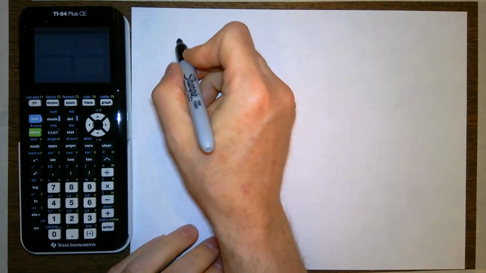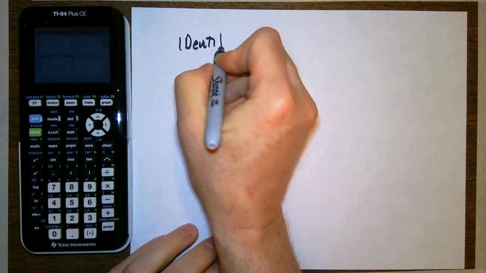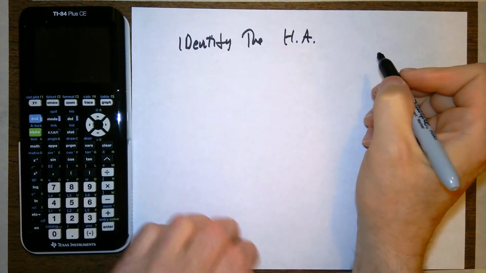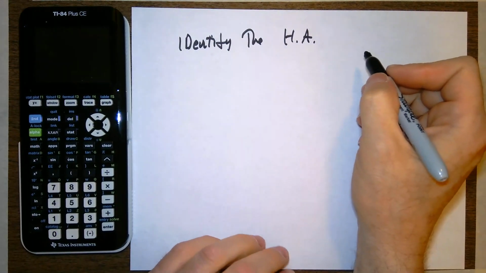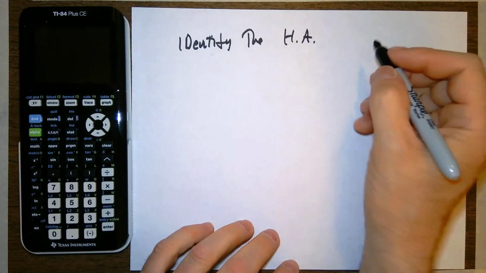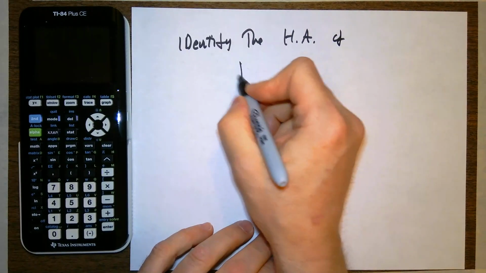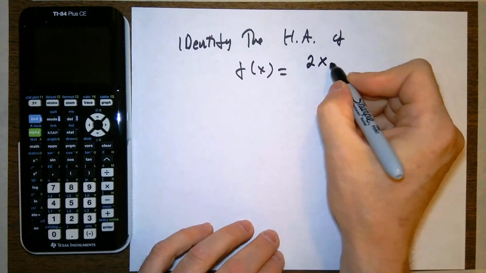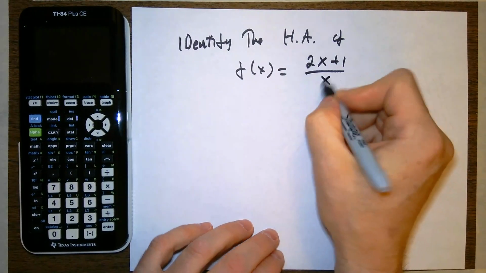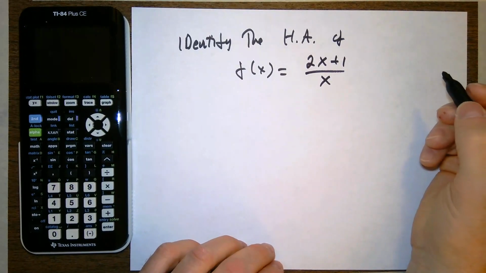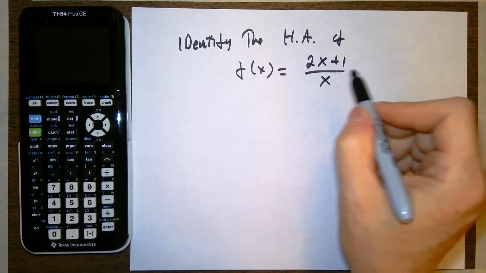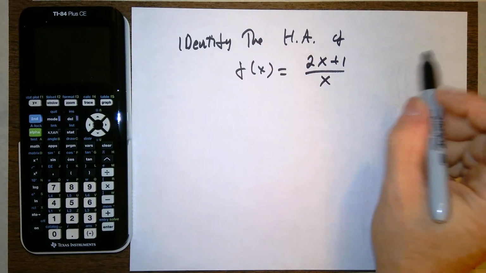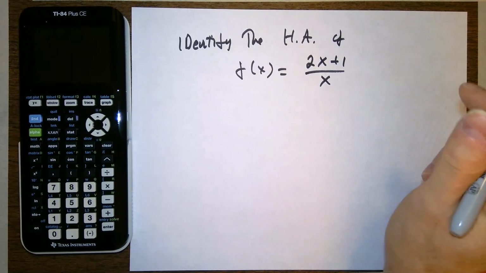We want to identify the horizontal asymptote. I'm going to use HA for horizontal asymptotes and VA for vertical asymptotes of the function f of x equals, and I'm going to give it to you already in nice form, (2x plus 1) over x. And I want to find the end behavior. As x's get much larger and larger, or as x's get smaller and smaller, what happens?